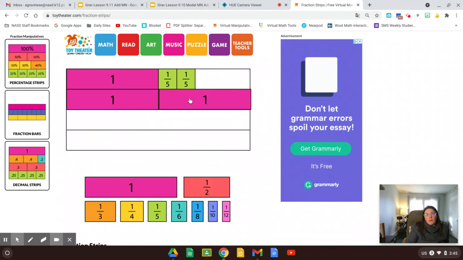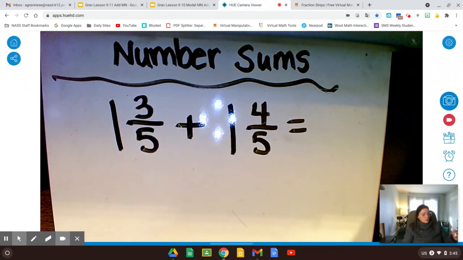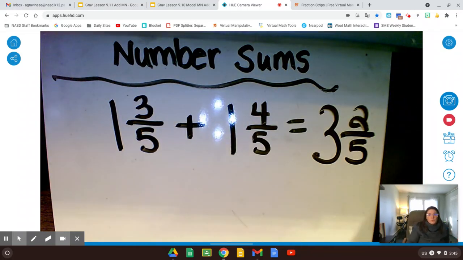Now I have another whole. So I'm going to keep this whole and get rid of those 5/5 because they equaled a whole. All right. So what do I have left? I have 2/5 and 3 wholes.